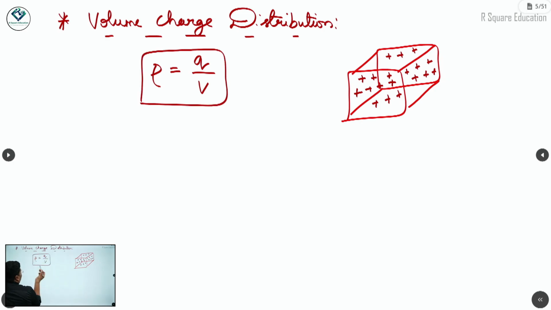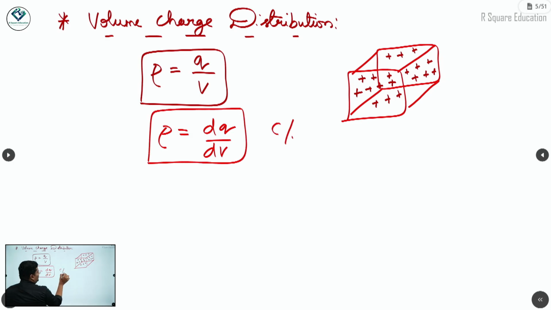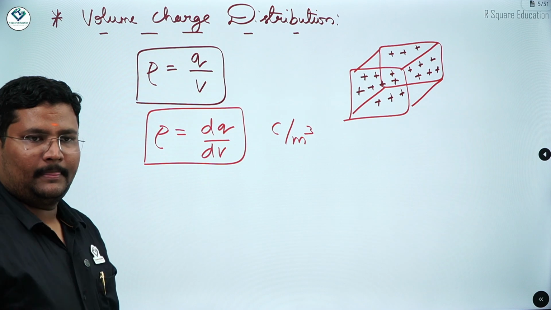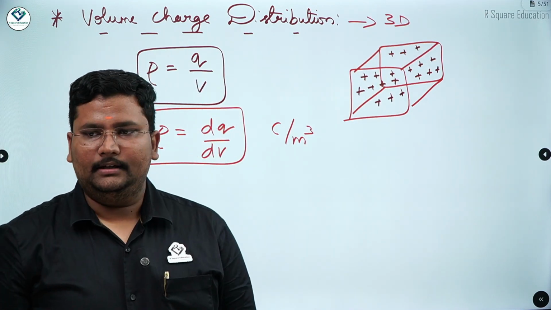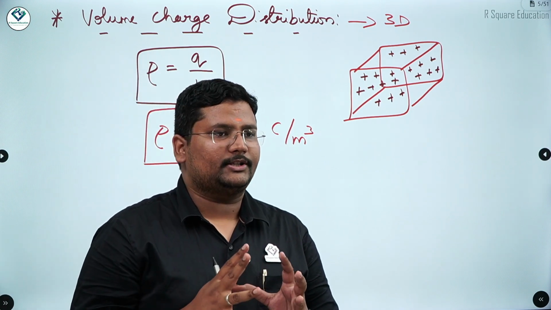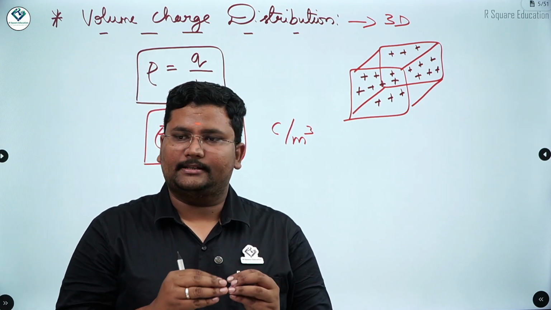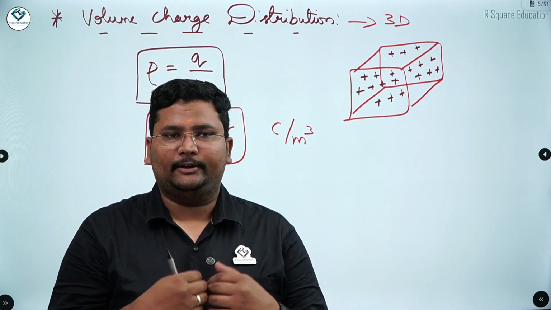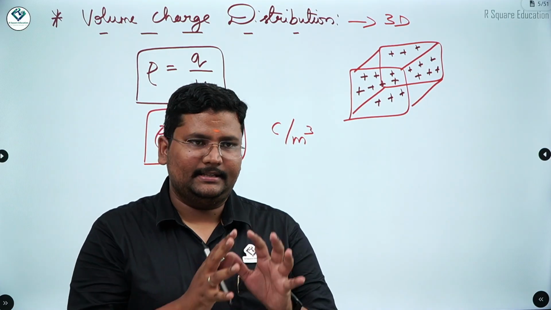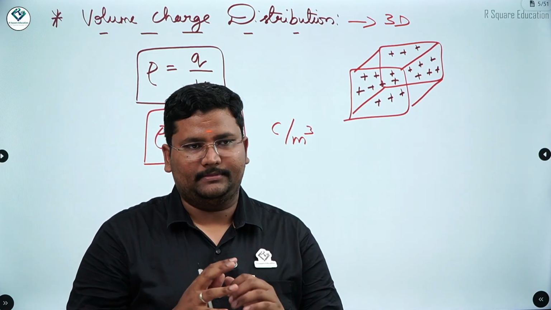Or otherwise, if I take a small particular volume and find out what is going to be the charge density, then rho will be equal to dQ by dV. And the unit is going to be coulomb per meter cube. And this is going to be what type of dimension? 3 dimension. So this is nothing but continuous charge distribution. The charges are distributed over the surfaces, over the length and over the volume, so that you can find out its surface charge densities, line charge densities and also its volume charge density.